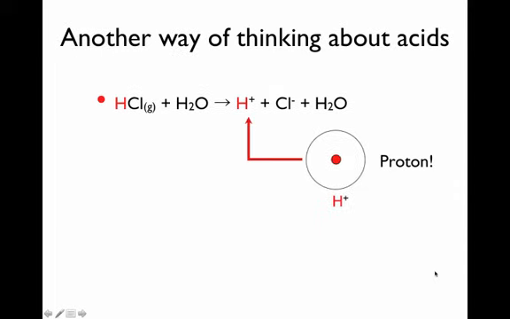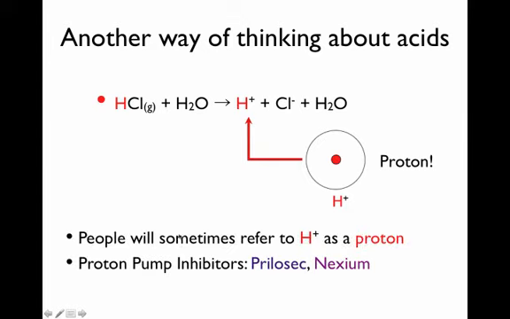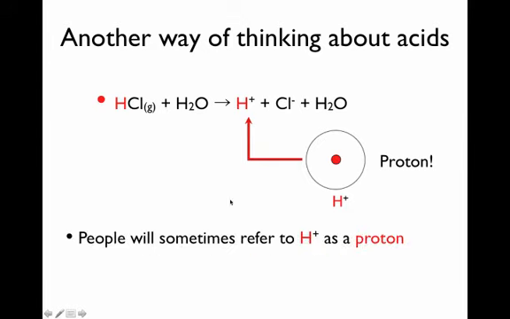So another way of thinking about acids: I told you that our initial definition of an acid was some material that releases H+ ions. You can also think of it this way. Another definition of an acid is a material that releases protons when it's dissolved in water. And sometimes people will say that informally in biology and medicine.